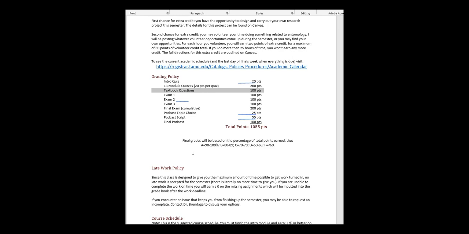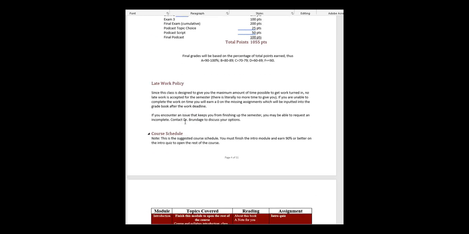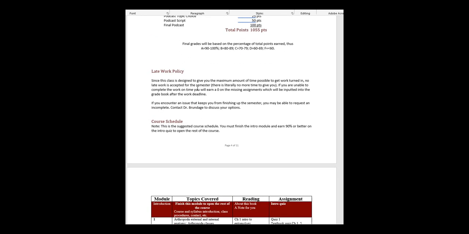Now, I do not round up because I offer so much extra credit. So if you think you might be on the edge, go and do a little bit of extra credit. There's plenty in there. Go and do that extra credit, and that will push you up and make sure you're good to go. I want to know that you're keeping track of your grades and where you're at so that you have all the points you deserve. Now, this class is designed to give you the maximum amount of time to get everything done, so there's really no more time for late work.